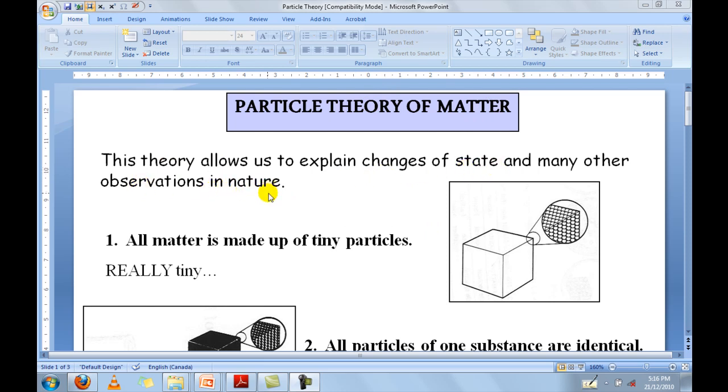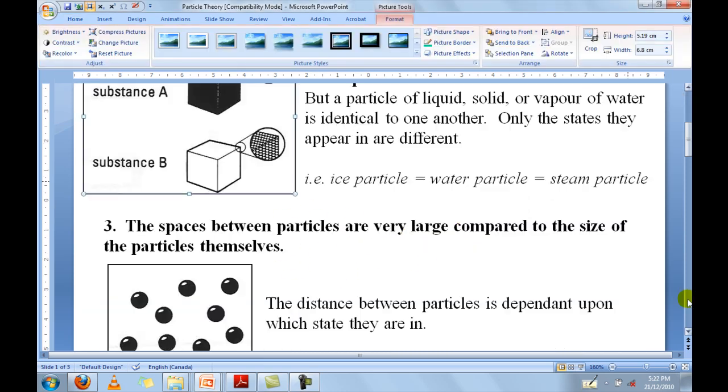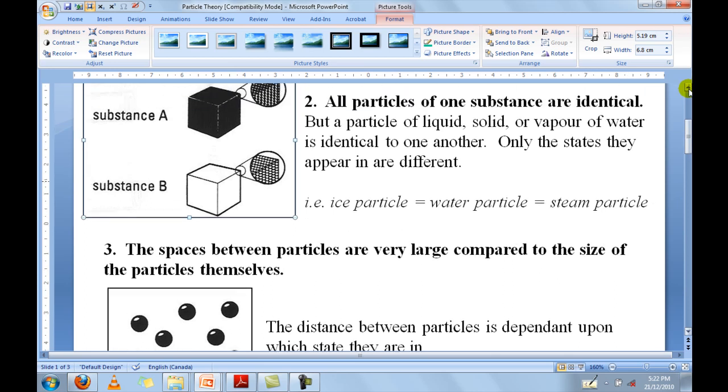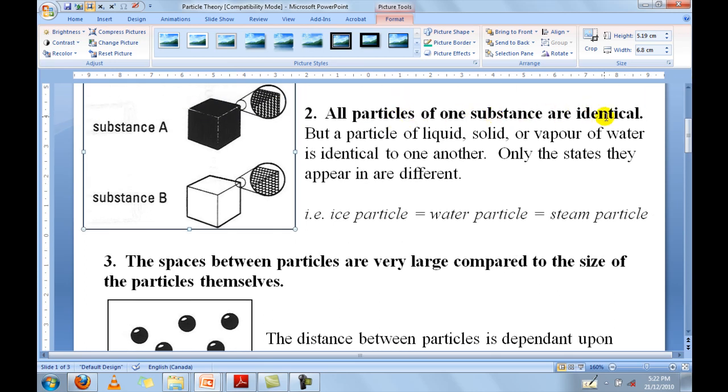In general, there are 5 major postulates to the particle theory of matter. The first is that all matter is made up of tiny particles. Notice how it doesn't make mention of anything about atoms or elements or compounds or molecules. We're just calling it a very generic term. We're just going to say particles for now. The second postulate states that all particles of one substance are identical. So, if I have substance A over here, these are A-type particles. Substance B, these are B-type particles. So different substance, different particles.